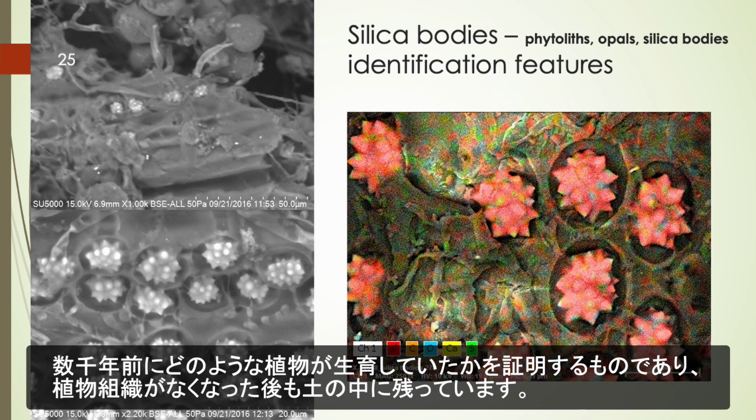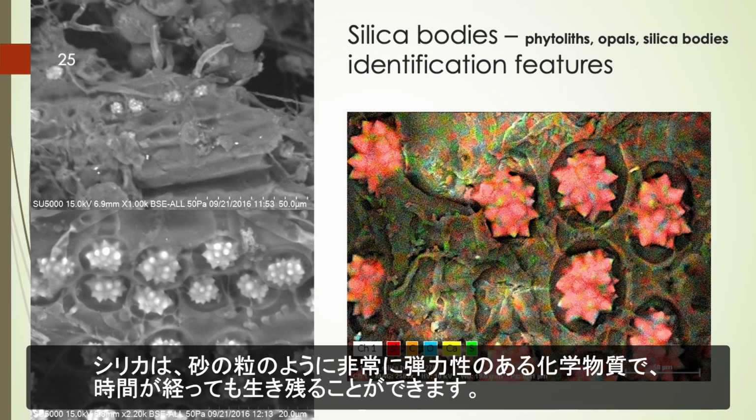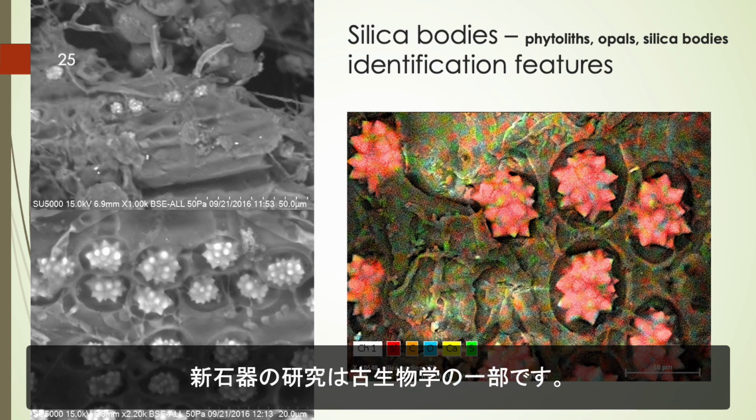Long after the plant tissue is gone, opals remain in soil, because silica is a very resilient chemical, like tiny grains of sand, and survives the passage of time. So the study of phytoliths is part of paleontology.